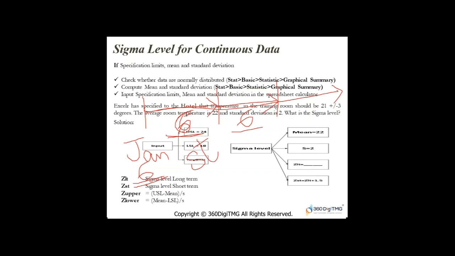But when you look into the long term, your process tends to drift. And how much will it drift? People say there will be a drift of 1.5 sigma. So if it is 6 sigma, in the long term, it would be 4.5 sigma. It keeps drifting in the long term. And this sigma shift is 1.5 sigma. All right.